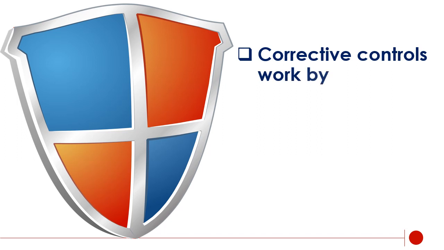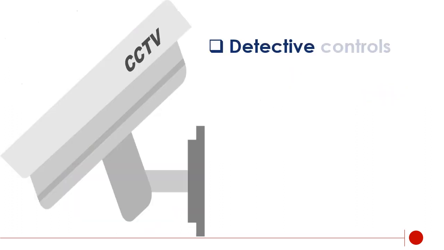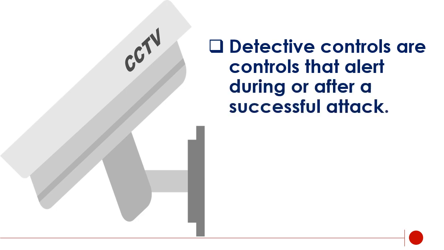Corrective controls work by correcting a damaged system or process. Examples of corrective controls include installing antivirus. Detective controls are controls that alert during or after a successful attack. Examples of detective controls: closed-circuit television cameras, CCTV.